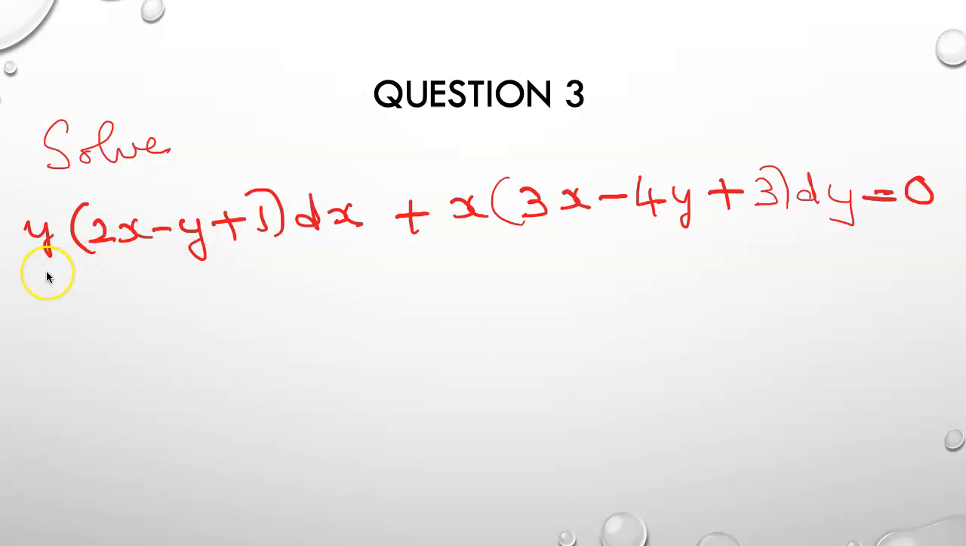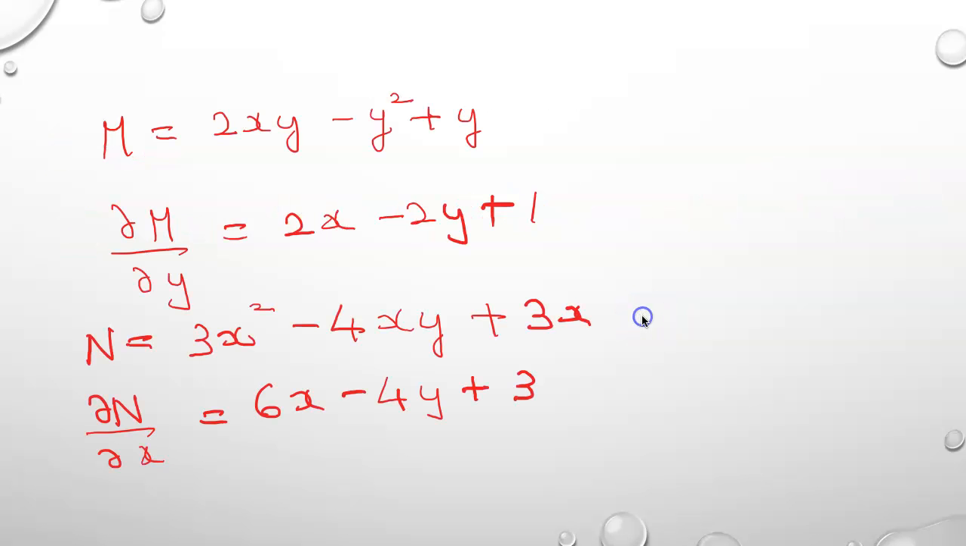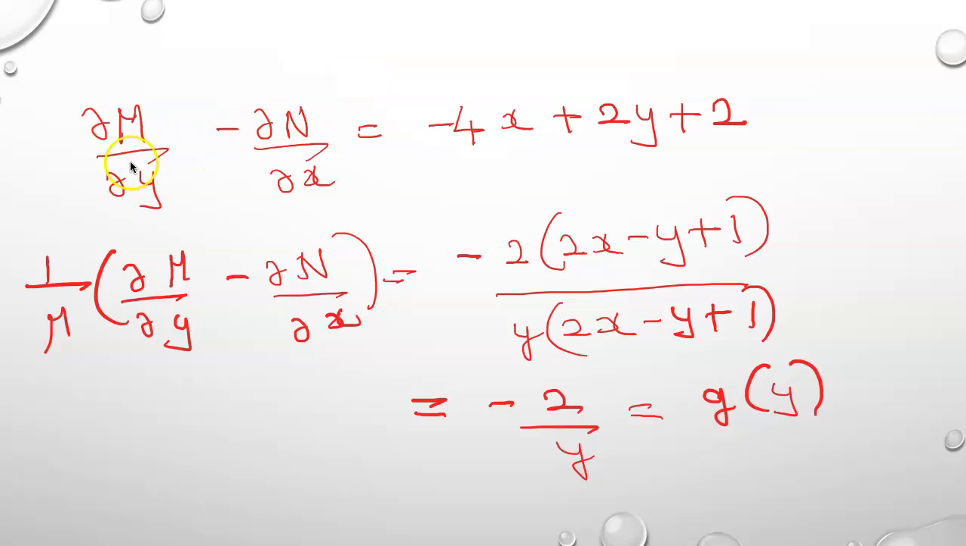So we see this problem: solve y (2x minus y plus 1) dx plus x (3x minus 4y plus 3) dy equal to 0. So your M is 2xy minus y squared plus y. Del M by del y is 2x minus 2y plus 1. N is 3x squared minus 4xy plus 3x. What is del N by del x? 6x minus 4y plus 3. So you can see that this is not exact. And del M by del y minus del N by del x is minus 4x plus 2y plus 2.